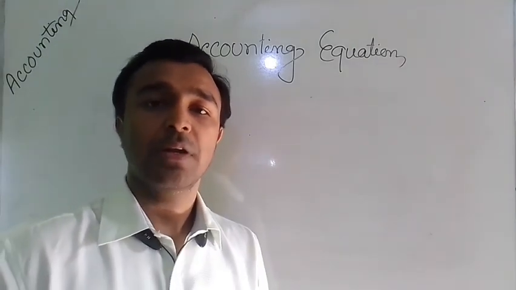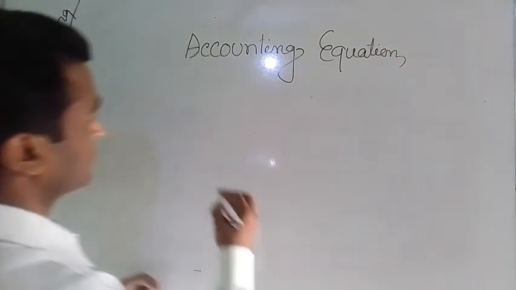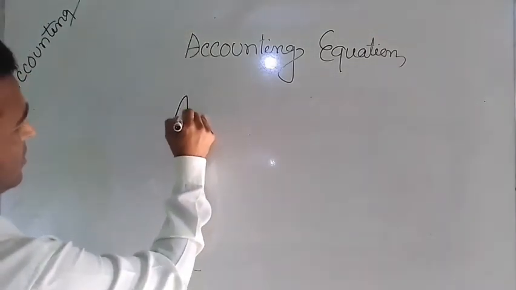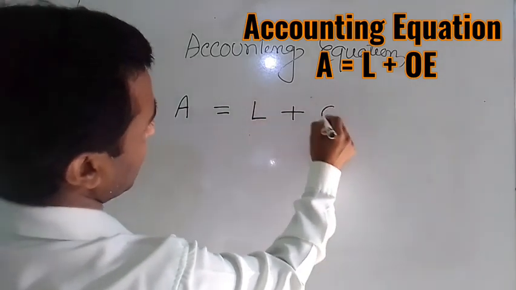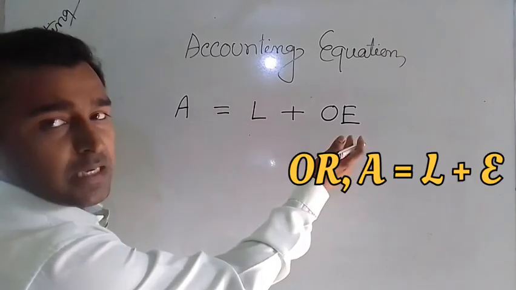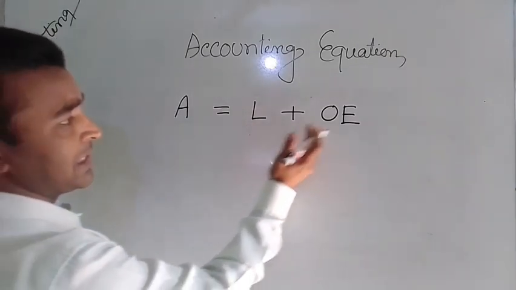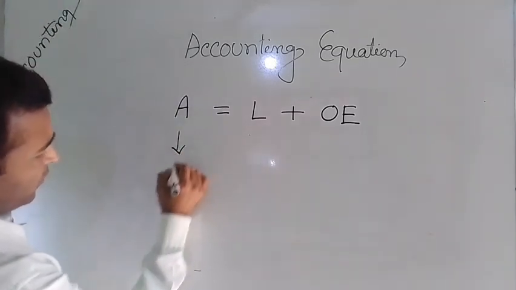Viewers, at first I will discuss about the accounting equation. Later on I will talk about the extending accounting equation. Let's have a look. Here A equals L plus OE. Somebody says A equals L plus E, or somebody says A equals L plus P. Both are correct.